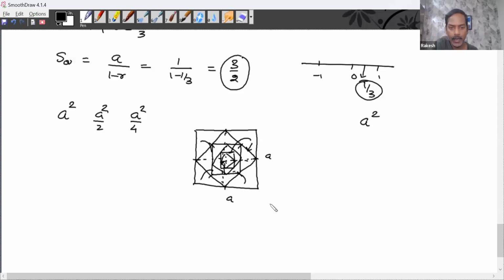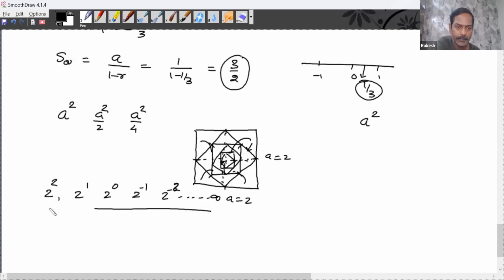So assume the side of the largest square is 2. The area of the largest square would be 2 square. The area of the square just inside it would be half of it, so 2 square divided by 2, which is 2 to the power 1. Then again inside the inner square, it will be 2 to the power 0. Then 2 to the power -1, then 2 to the power -2, and so forth till infinity.